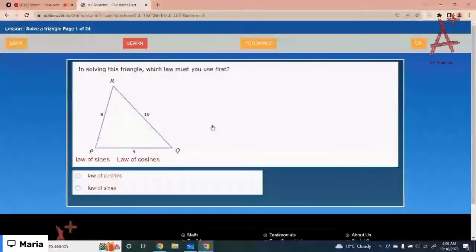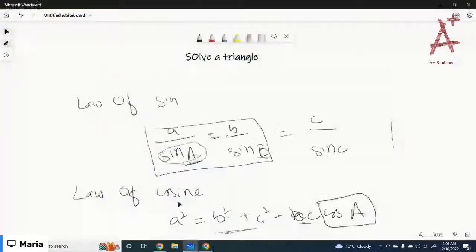Law of cosines and law of sines. Whenever you are given all three sides, you always use the law of cosines. Got it? When you are not given any of the angles, you must use the law of cosines. Got it? Because using the law of cosines is easy. Just look at the one I explained earlier.